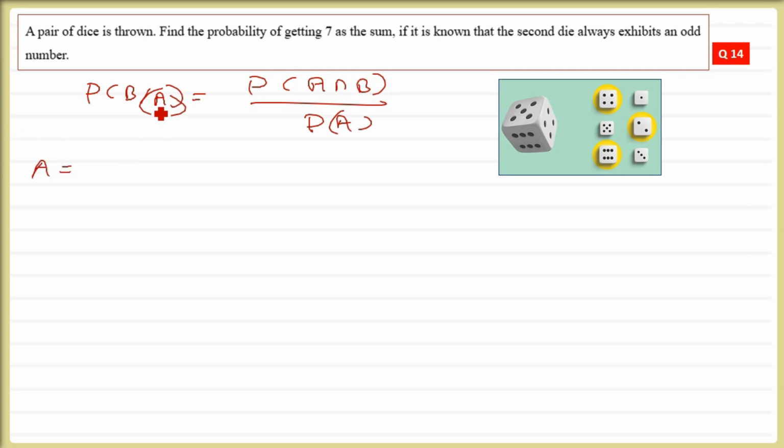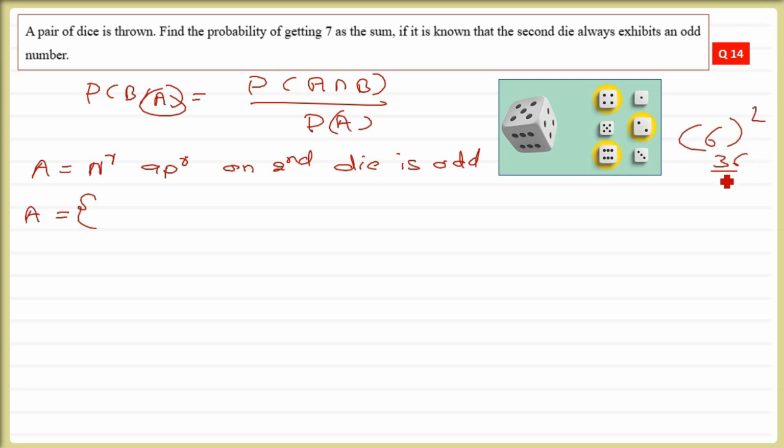So what is A here? A has already happened. If it is known, it means it has already happened. The second die always exhibits an odd number. So I'm writing it in short. A we can write as the number appeared on the second die is an odd number. So what are the odd numbers? See, there are 6 possibilities and in all there are 2 dice, so 36 is the sample space.